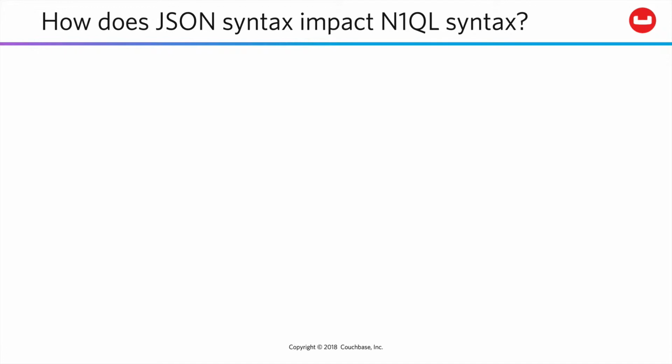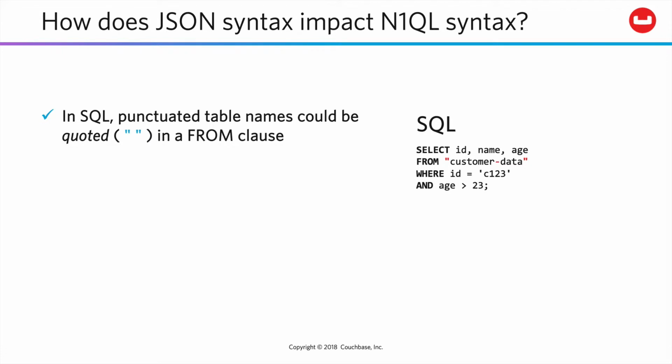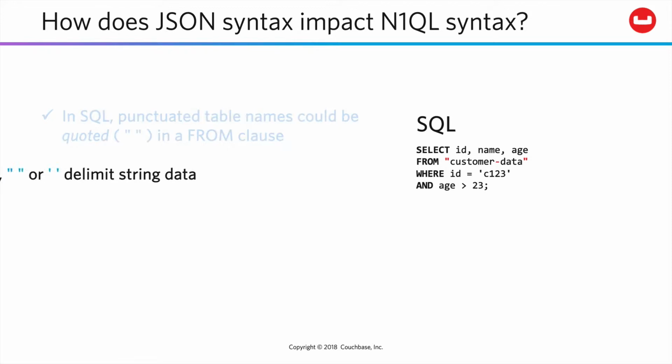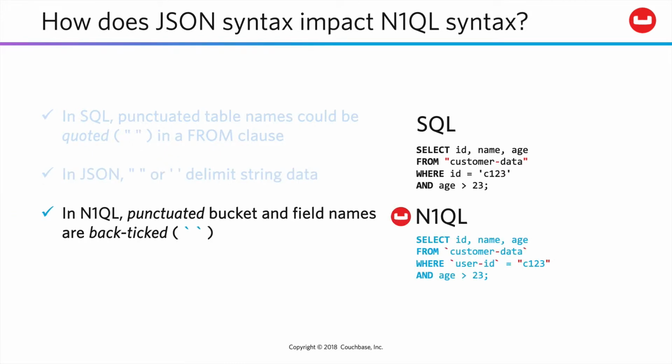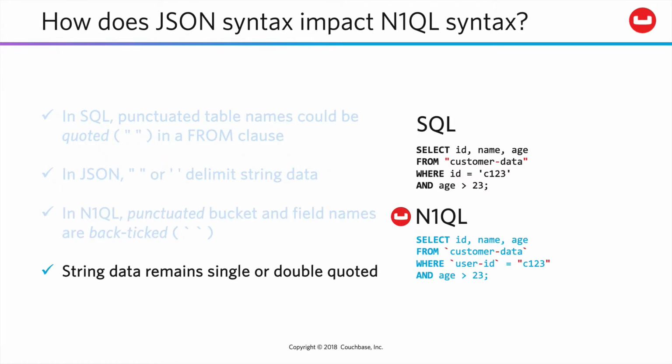There is a nuance in NQL syntax, though, resulting from the fact that JSON documents are string documents, interpreted as such. In SQL, if you are, for some reason, working with punctuated table names, you would quote them in a from clause. JSON, however, relies on single or double quotes to identify string literals. As a result of this, if you are, again for some reason, working with punctuated bucket or field names, you surround those elements with backticks and not quotes. String values in the same query would be single or double quoted.